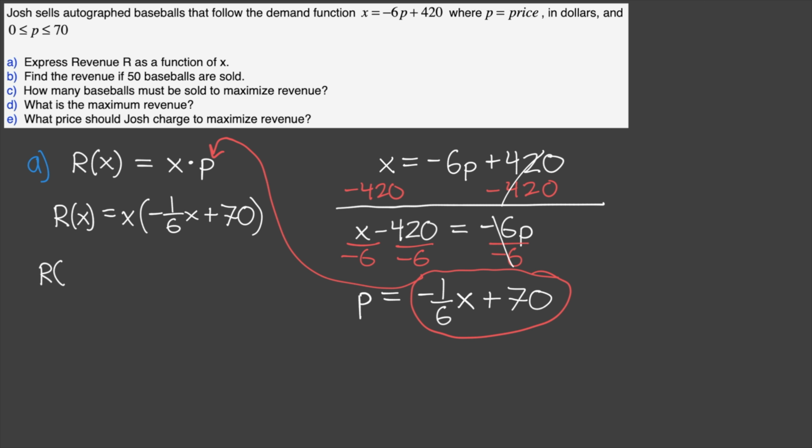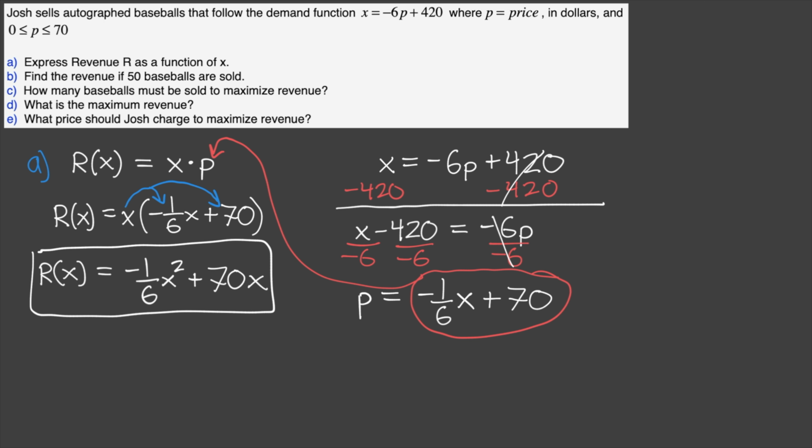So we just simplify. We distribute our x to both these terms. x times negative 1/6x is negative 1/6x squared. And then we have x times 70, which is just 70x. Pretty simple there. So that is our answer for our revenue function in terms of x. I'm going to write this here just so we have it handy. r of x equals negative 1/6x squared plus 70x. Awesome, so there is our revenue function.